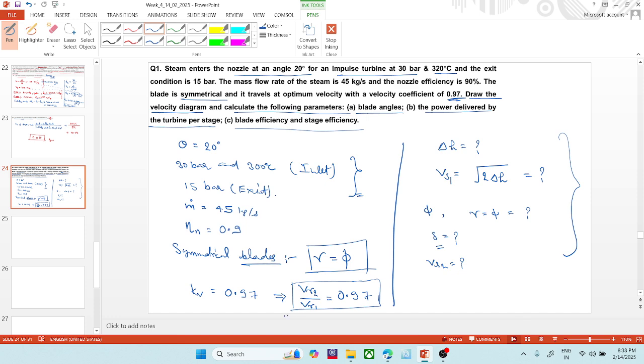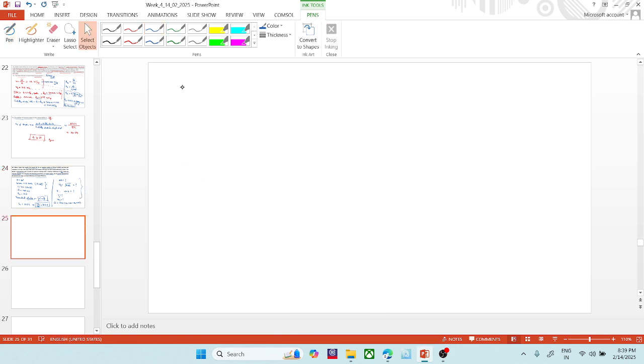Then for the power delivered, we have the simple formula: W dot is equals to M dot VB into (Vs1 cos theta minus Vs2 cos delta). By that time, we are having all these things: the Vs1, the Vs2, theta, and delta. Okay. You can match the answers. I have already calculated these things. Your power value will come as 508989 kilowatt. Okay.